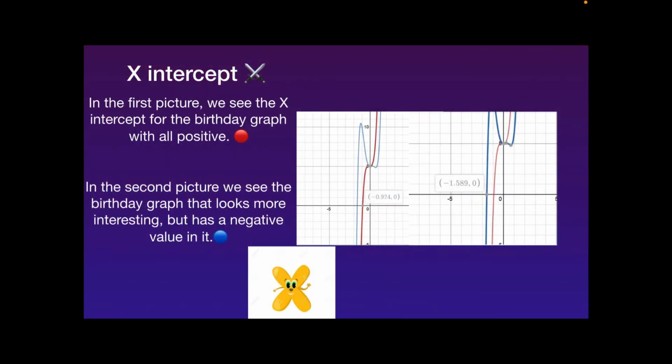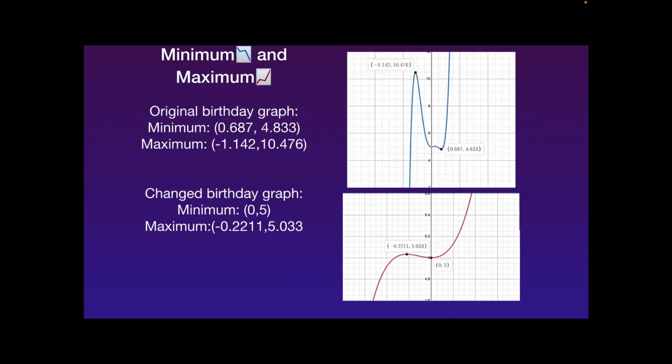Alright, so here we have the x-intercept. In the first image, we could see that the graph is showing the x-intercept for the original birthday problem, and that is negative 0.924, 0. And in the second image, we could see that it is the birthday graph that looks more interesting, and we can see that the x-intercept for this is negative 1.5890. Very cool. Now that we've done the x-intercept, we can move on to the minimum and maximum.